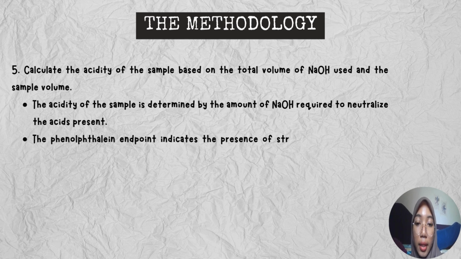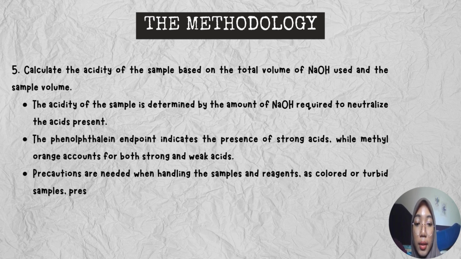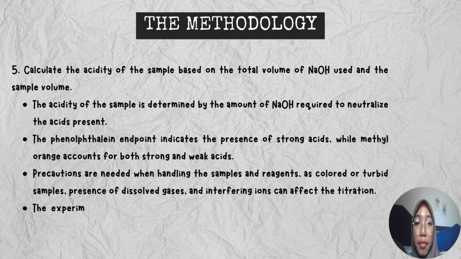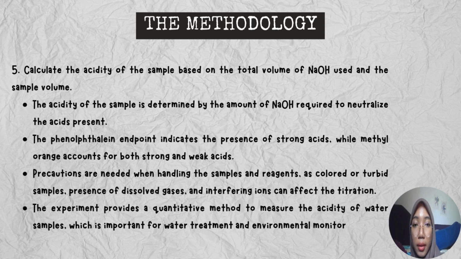The phenolphthalein endpoint indicates the presence of strong acid, while methyl orange accounts for both strong and weak acids. Precautions are needed when handling the samples and reagents, as colored or turbid samples, presence of dissolved gases and interfering ions can affect the titration. The experiment provides a quantitative method to measure the acidity of water samples, which is important for water treatment and environmental monitoring.